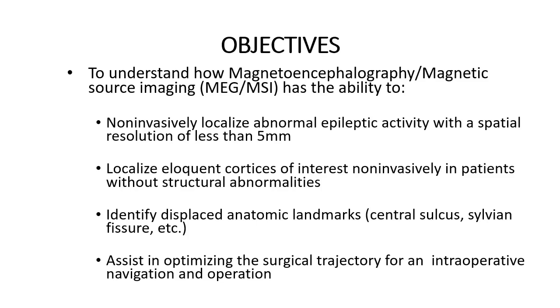The objectives of this chapter are to understand how MEG and MSI have the ability to non-invasively localize abnormal epileptic activity with a spatial resolution of less than 5 millimeters. Also, how they can localize eloquent cortex, especially in patients without structural abnormalities. MEG and MSI can identify displaced anatomical landmarks. It can also assist in optimizing the surgical trajectory for an intraoperative navigation and operation.